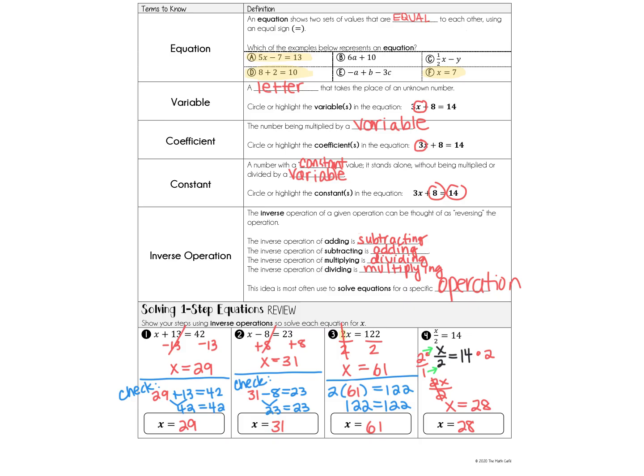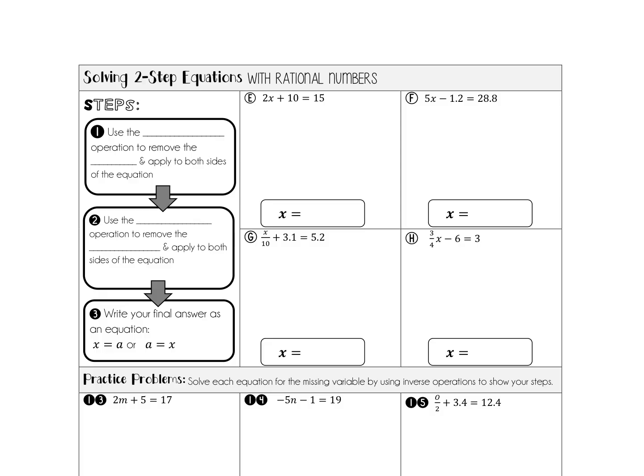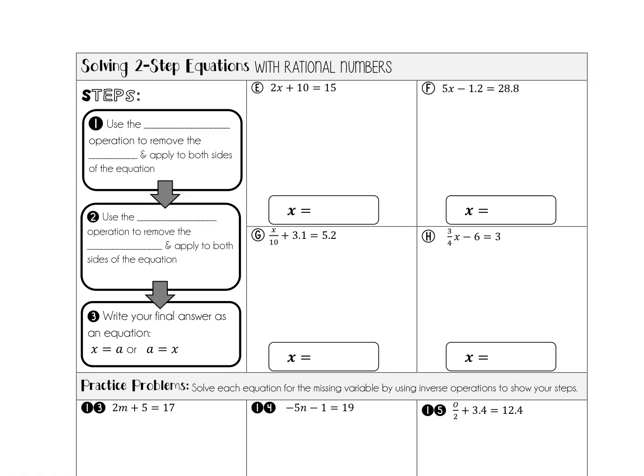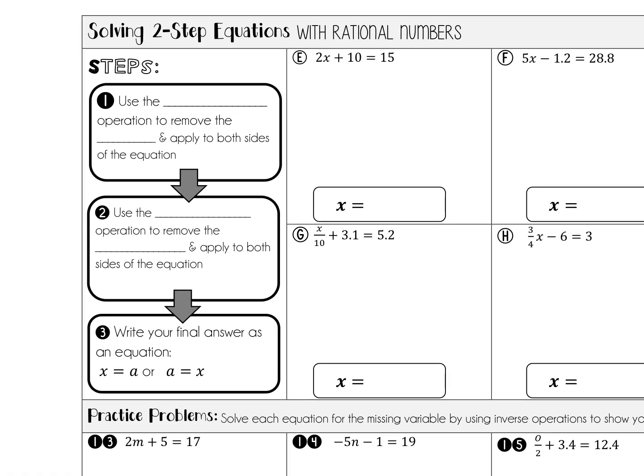At this point, please pause the video and make sure that you have everything recorded from our first page. All right, we're finally ready to move into two-step equations with rational numbers. On the left side, we'll go ahead and work through the steps before we get into any examples. Step 1 says, use the blank operation to remove the blank and apply to both sides of the equation. We will use the inverse operation to remove the constant and apply that to both sides of the equation.